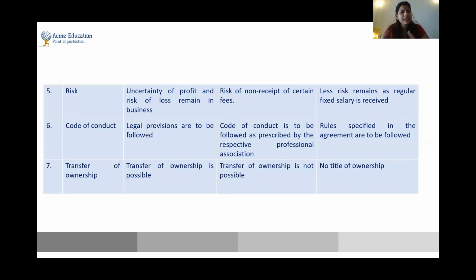If you have a business, can you transfer it to someone else? Yes, the business can be transferred to someone else. If you are into a professional activity, can you transfer your degree to someone else? No, the answer is no, because a degree cannot be transferred to any other person. And lastly, when you are into a job, again, it is your contract with your employer, so you cannot transfer that job to some other person.